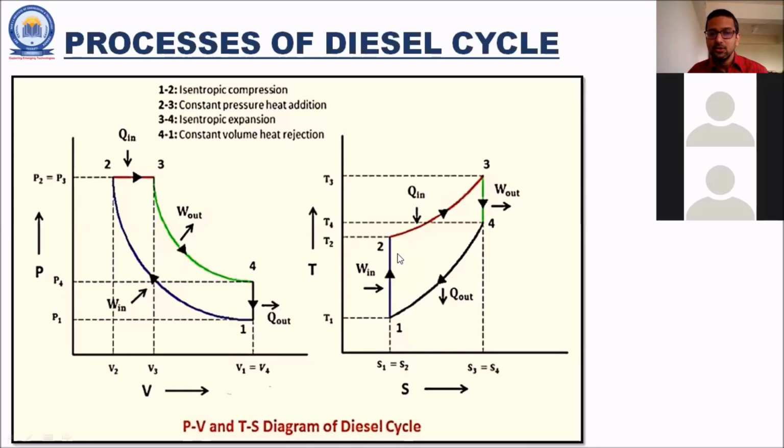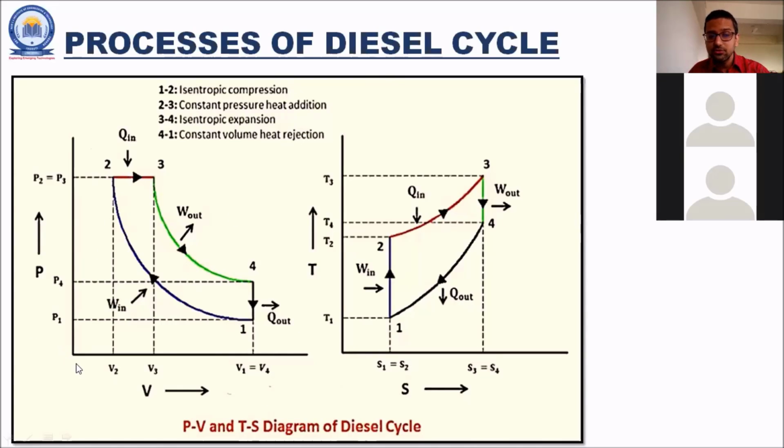Okay, fine. So friends, in the diesel cycle, the process 1 to 2 is the same as that of the Otto cycle. That is considered as the isentropic compression or the reversible adiabatic compression process. 2 to 3, that is the change which is coming in the diesel cycle. 2 to 3 process is the constant pressure heat addition process. 3 to 4 is again the isentropic expansion or the reversible adiabatic expansion process. And finally 4 to 1 is the constant volume heat rejection process.